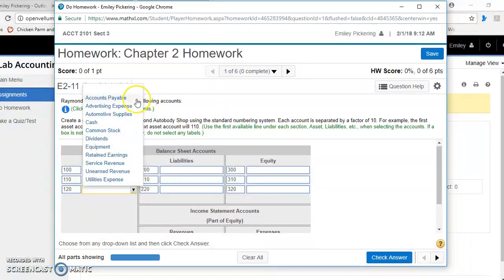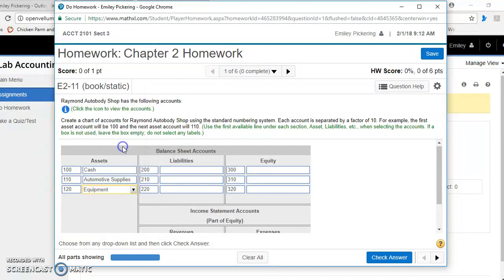And what other? Do we have any other assets? It looks like that's a liability. That's an expense. We already did that. Equity, and equipment. So these are our assets. These are the ones where if you had to liquidate tomorrow, you could go ahead and turn these into cash. They're also the ones that you purchased to help you earn revenue.